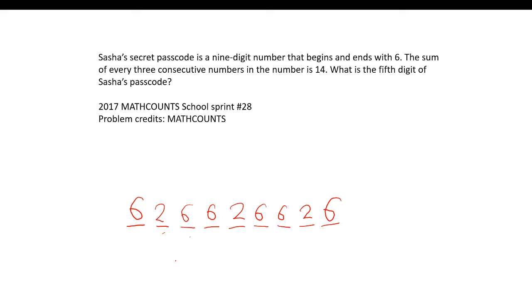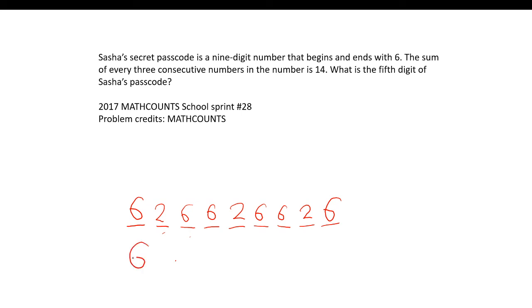This satisfies it. If we take a look at all the 3 consecutive ones, we have 6, 2, 6, which is 14. 8, 6, 14. 12, 2, 14. 12, 2, 14. 8, 6, 14. 8, 6, 14. Interesting. Now, what if we altered this a bit?